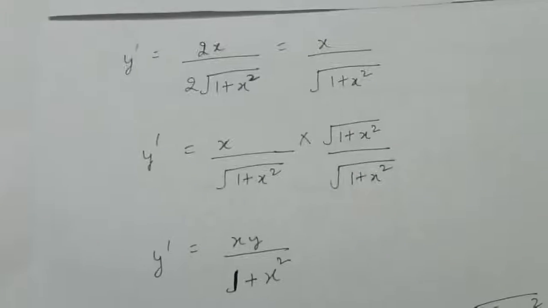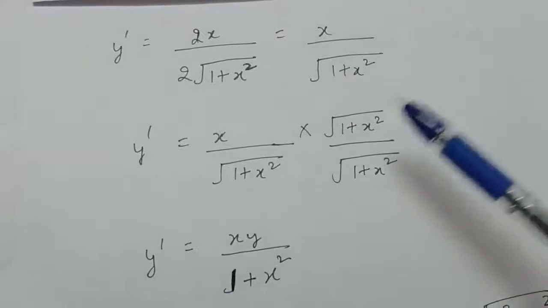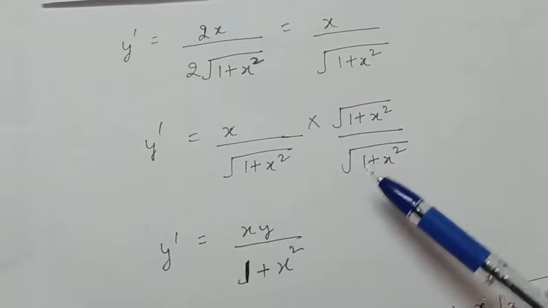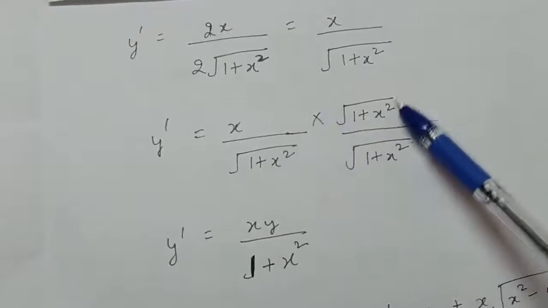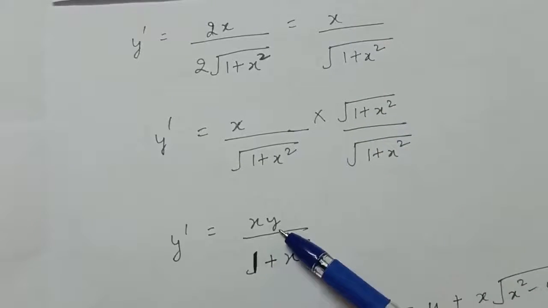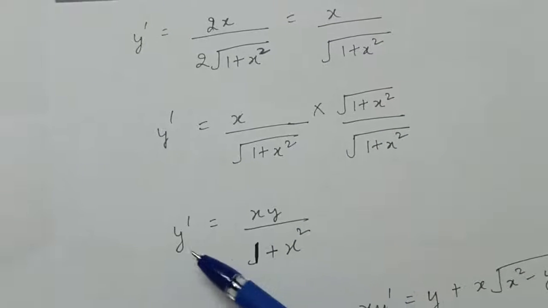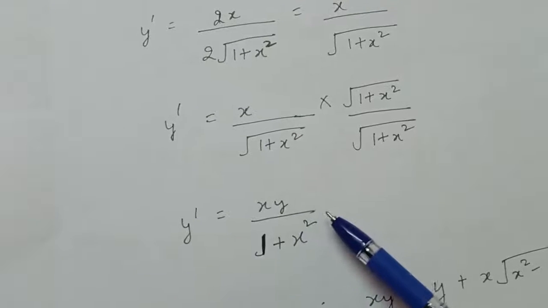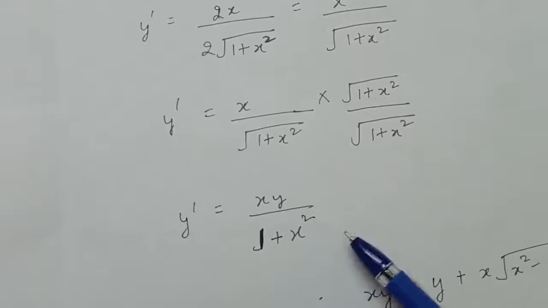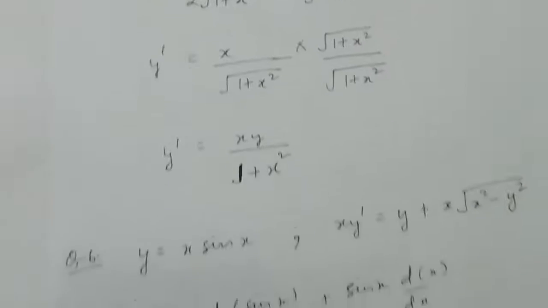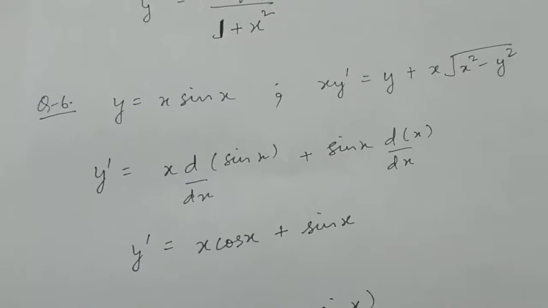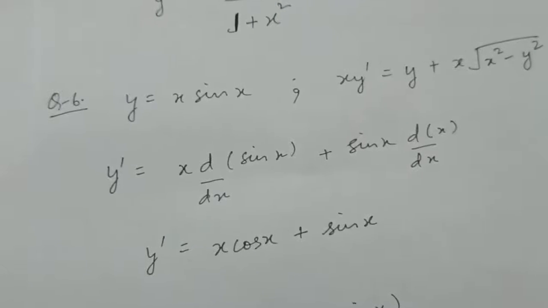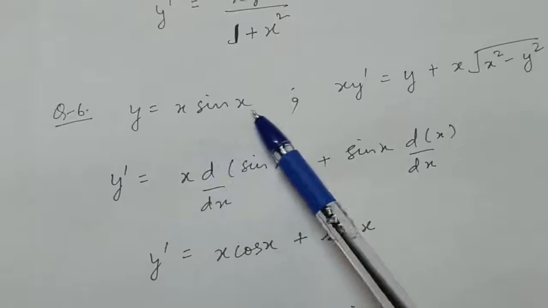For this, what I am doing is multiplying and dividing y dash with root 1 plus x square. Now this is nothing but y, so it will be xy upon 1 plus x square. y dash is equal to this. This is the differential equation given in the question. So we can say yes, y satisfies the given differential equation, or y is the solution of the given differential equation.